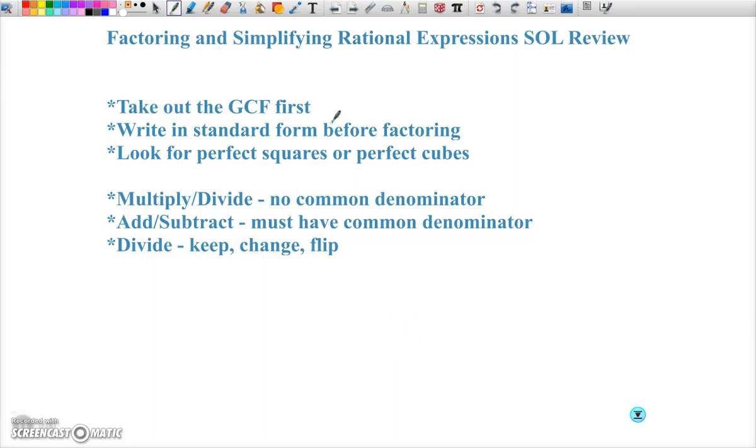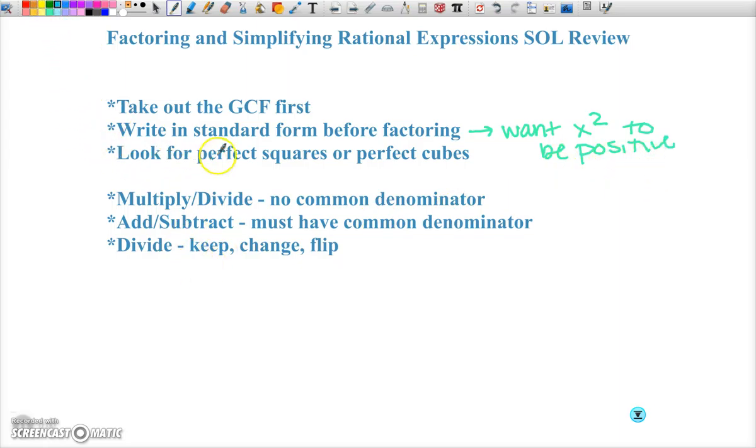A couple of things to keep in mind as we are going through these 6 practice problems with factoring and simplifying rational expressions. First, when you're factoring, take out the GCF first. Write in standard form before factoring. And then also let me add to that that you want x squared to be positive. So you also want that to happen when you're factoring.